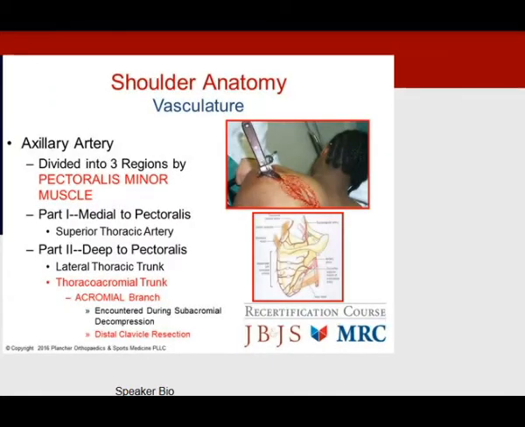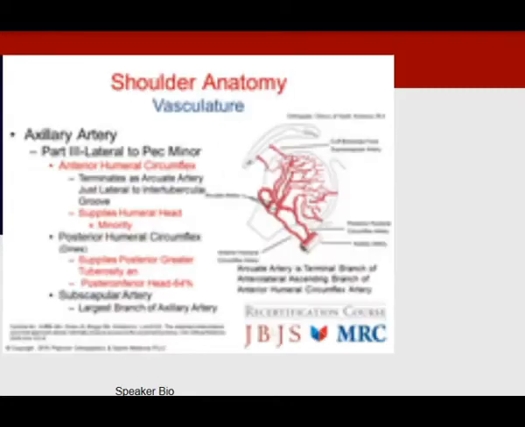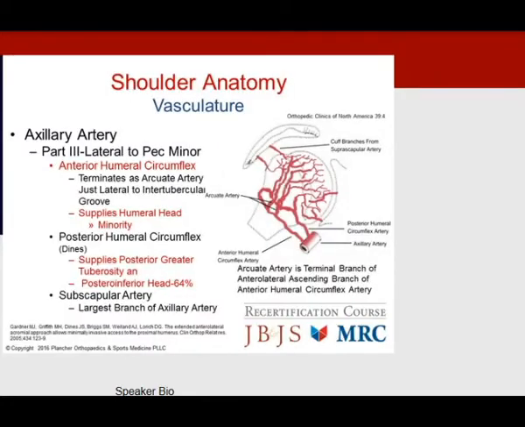The arteries that occur around the shoulder are many, but the axillary artery, remember, is divided into 3 regions, and we use the pectoralis minor as a midpoint. If we're medial to the pectoralis, we think of the superior thoracic artery. If we're lateral to the thoracic trunk, we're going to talk about the thoracoacromial trunk and the acromial branch specifically, which we'll be careful about when doing a distal clavicle resection. This artery in part 3, lateral to the pec minor, has 2 branches that are important: the anterior humeral circumflex and the posterior humeral circumflex.